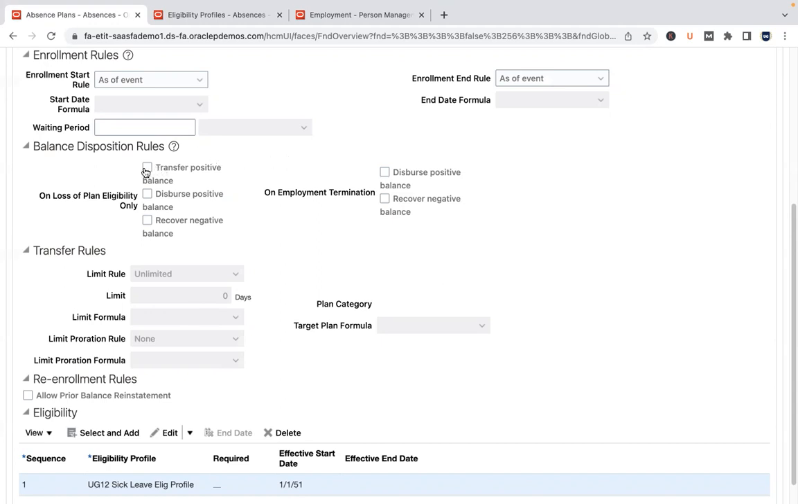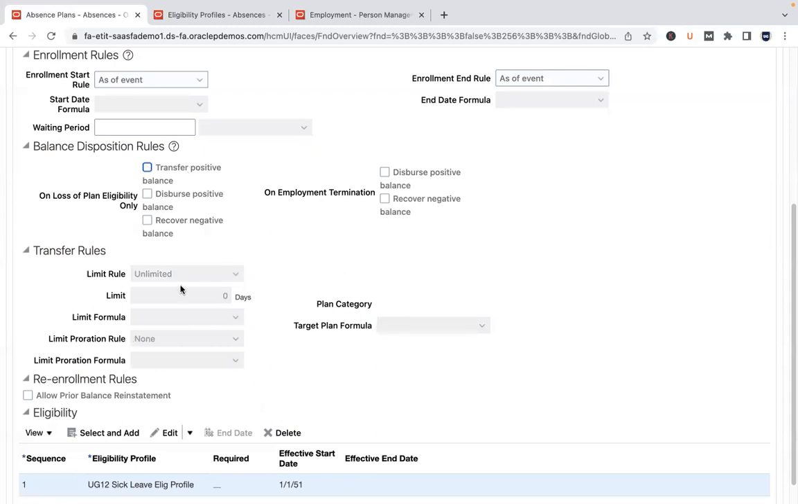So if clients want to let employees transfer balance, or however they want to deal with a pending balance when an employee becomes ineligible: if balance has to be transferred to a different leave plan, then you tick this box. And remember, only when you tick this does the next option become enabled. Until that point, it will not be enabled, because only when transfer is allowed do you have an option to set up transfer rules.